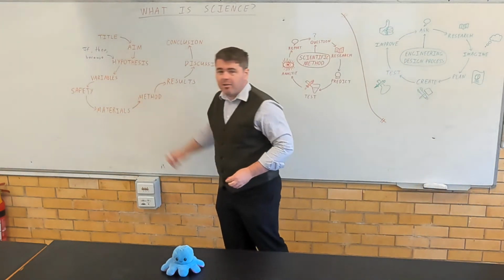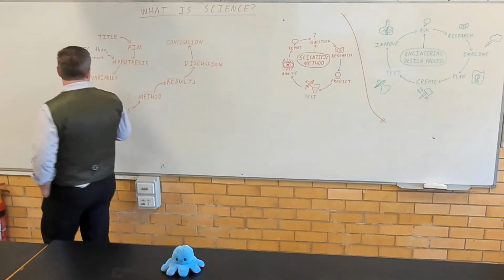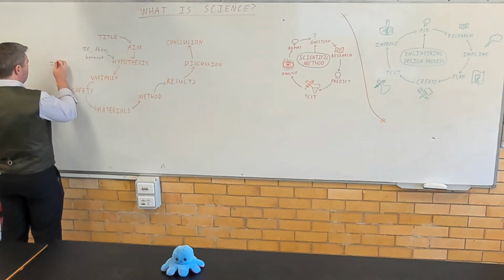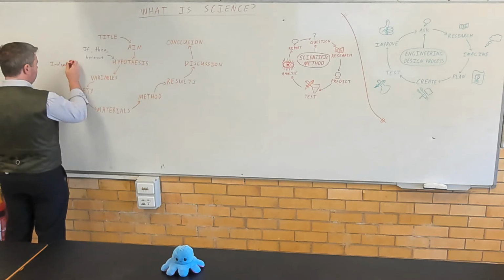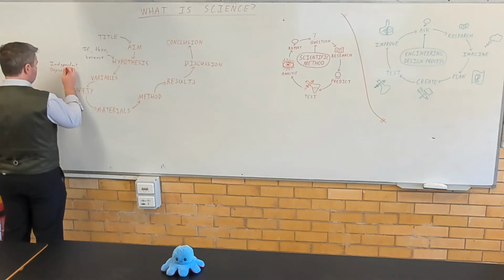Now after that, we have what's known as our variables. Variables are factors that affect an outcome. So in science, we try to control all of them bar one or two.